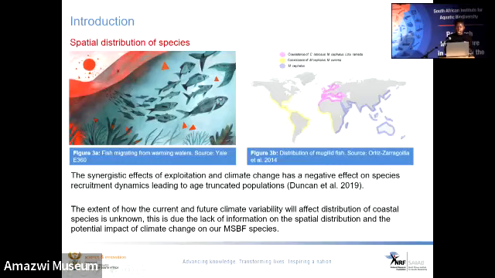Now, the extent of how the current and future climate variability will affect the distribution of coastal species is unknown. This is due to the lack of information on the spatial distribution and the potential impact of climate change on our marine shore-based fisheries. It is important to know the current and future distribution of marine fishes against various climate change scenarios, and this can be done using species distribution models.